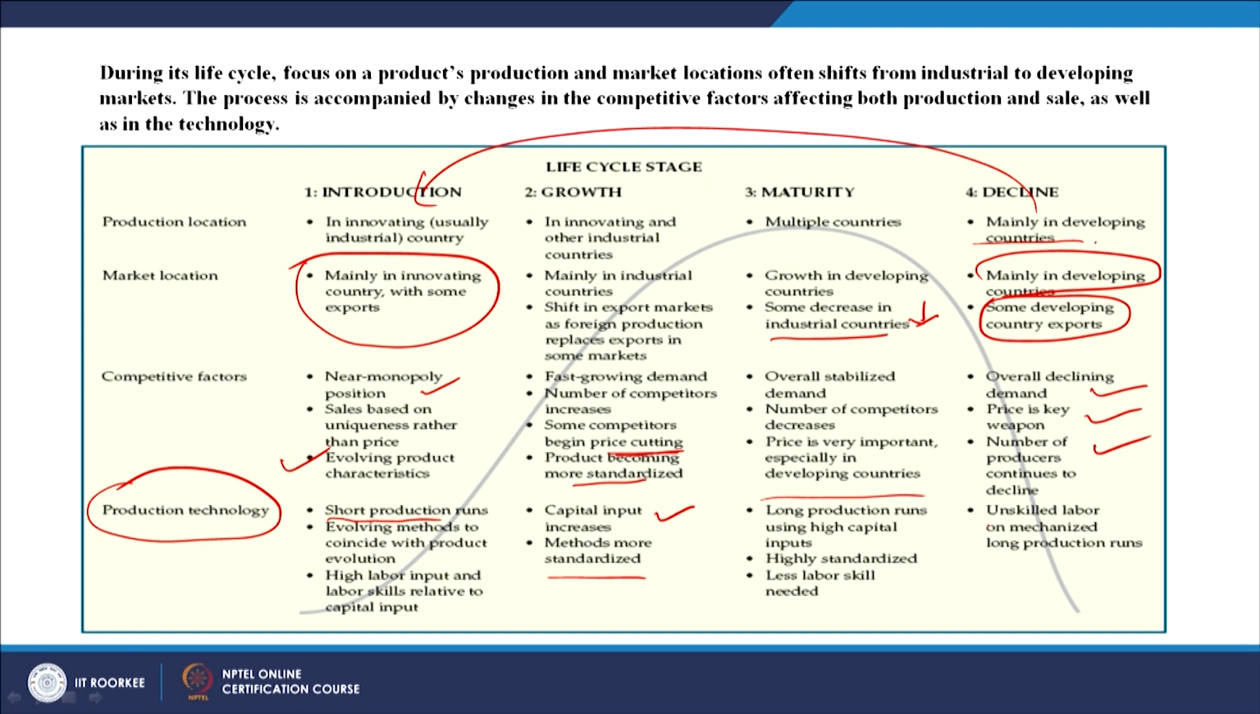In the decline stage, unskilled labor or mechanized long production runs. Why? Because now this is the stage where the developing countries are making it. Now, the developed countries have left this product. So, they are not interested to get into it anymore, rather they would try to get into new products and they would allow these developing countries to export this same product to them. So, right. So, this is the international product life cycle theory.